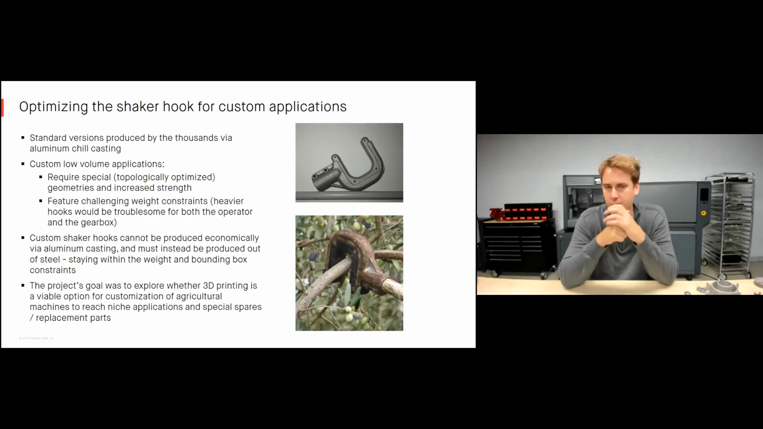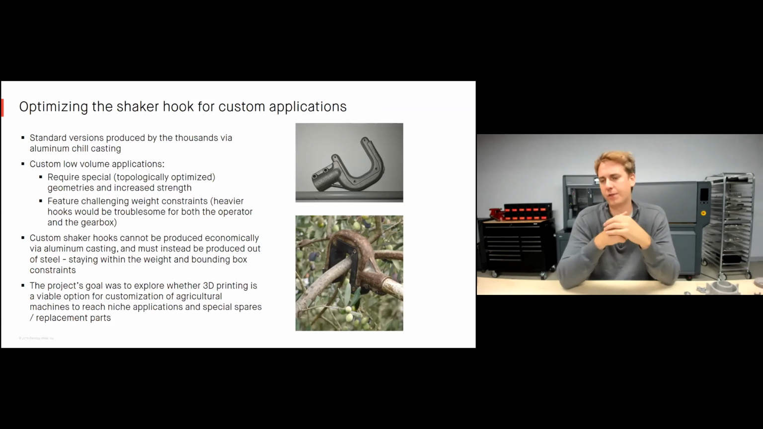Generally, this shaker hook was being produced via aluminum chill casting in quantities of a few thousands. But they do get some requests for these custom low volume applications. Of course, these parts cannot be produced economically in lower volumes via aluminum casting because the tooling's too expensive. Going to the foundry, they have those same lot size constraints. It just makes it not possible.